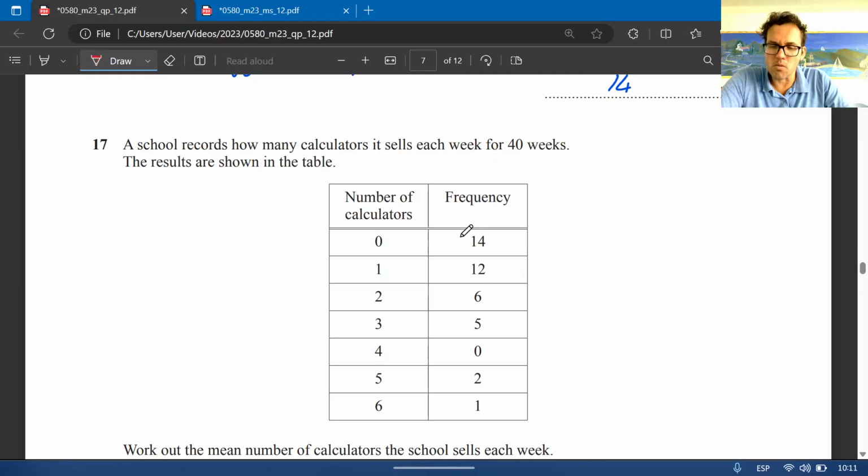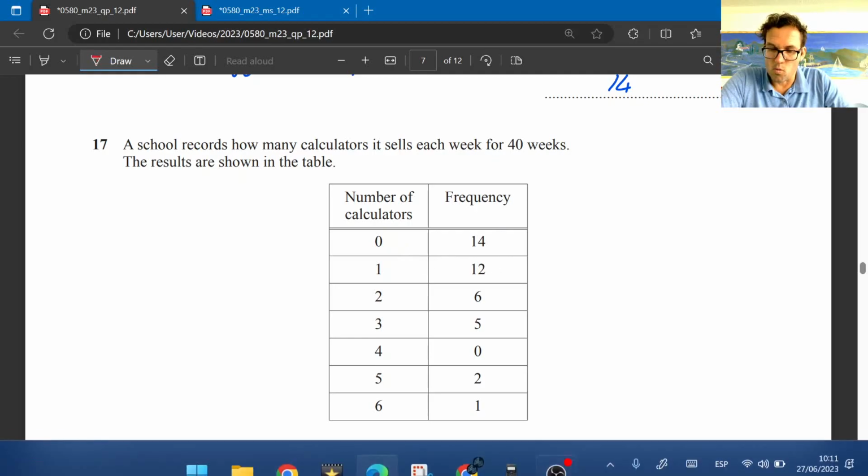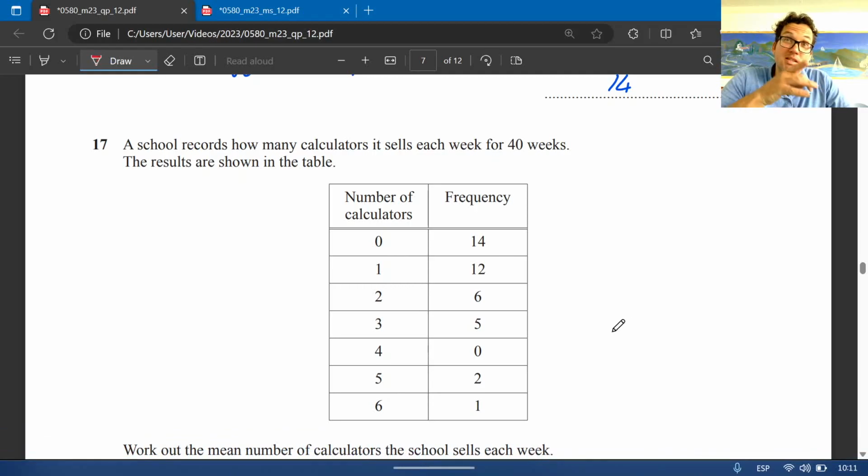So for 14 weeks, they didn't sell any calculator. For 12 weeks they sold 1 calculator. One week they sold 6 calculators. That was the one just before the exam. So we I need a calculator. Okay. They never sold 4 calculators in a week.